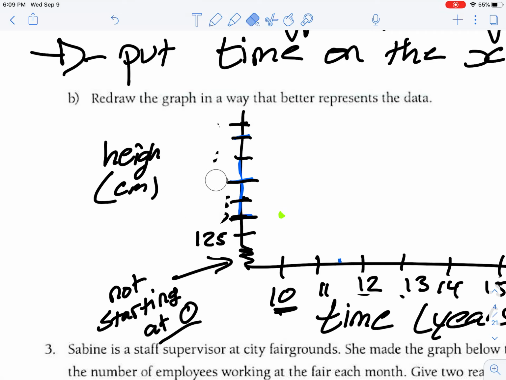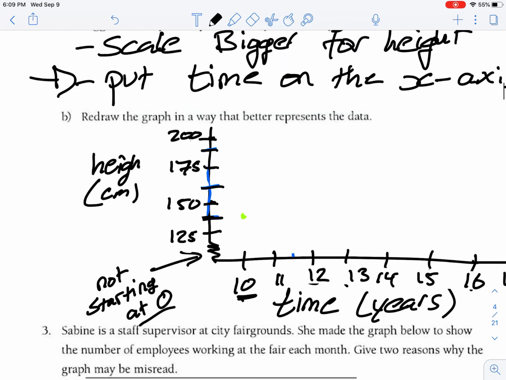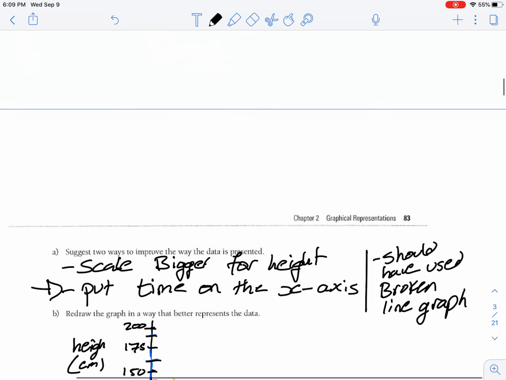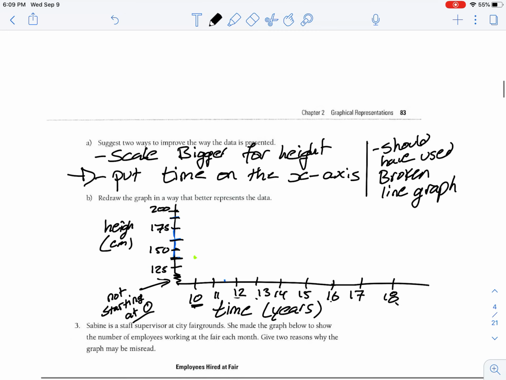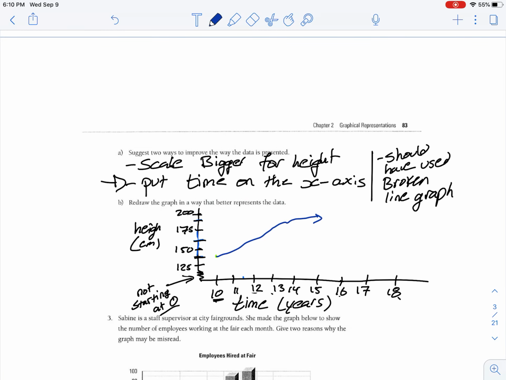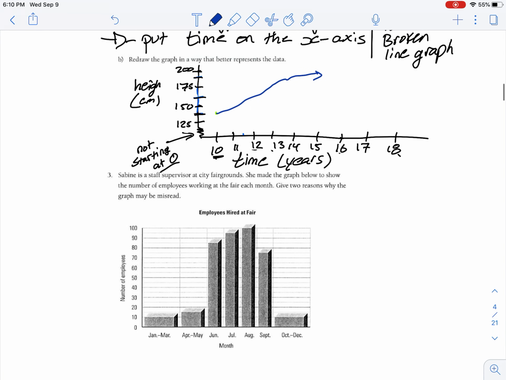I would probably even extend it a little more. So sometimes it's a little bit of trial and error. So this would be 150 here, and then 175 and 200. So that's going to make your graph look a lot nicer, and you would plot those points. Okay, and you would see a general trend going roughly this way.